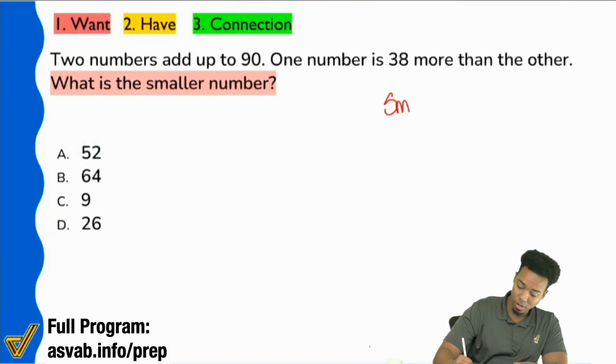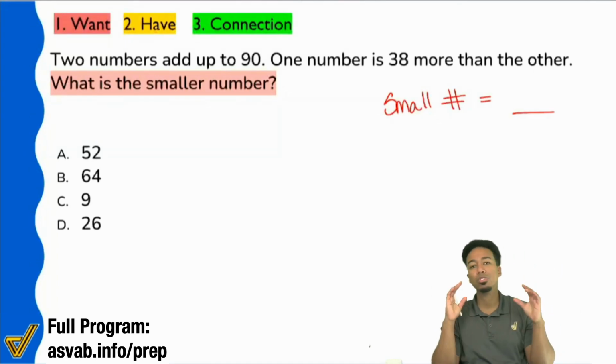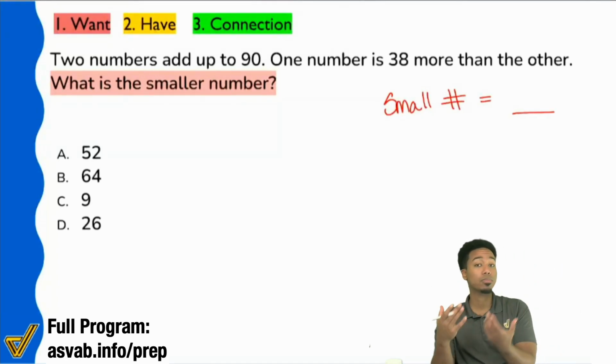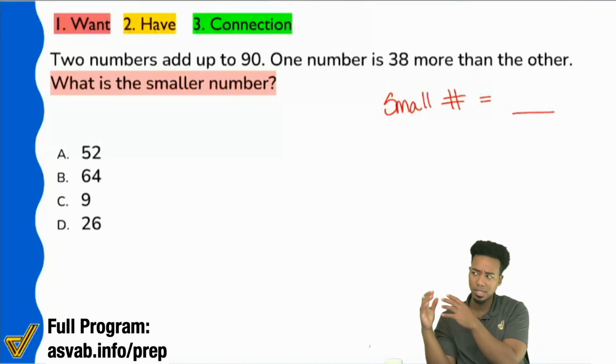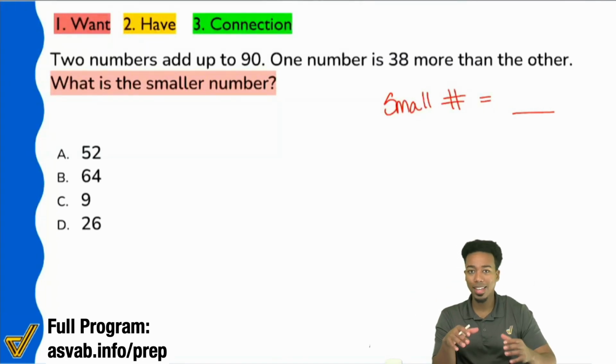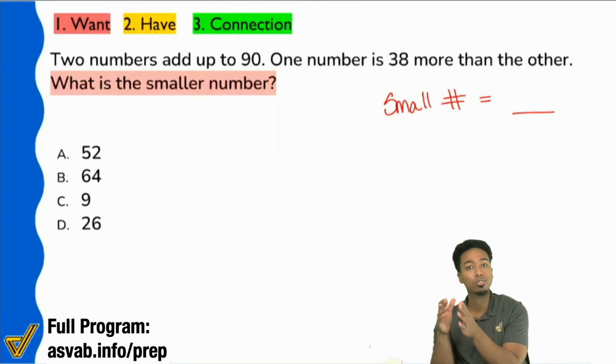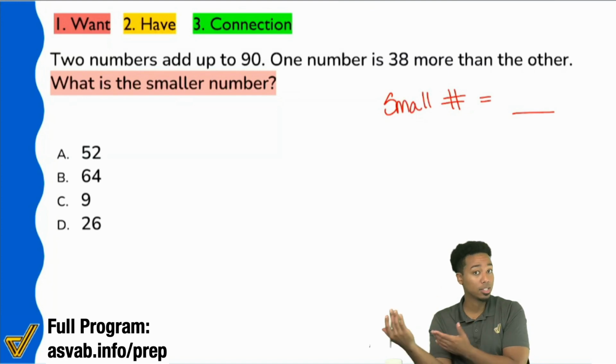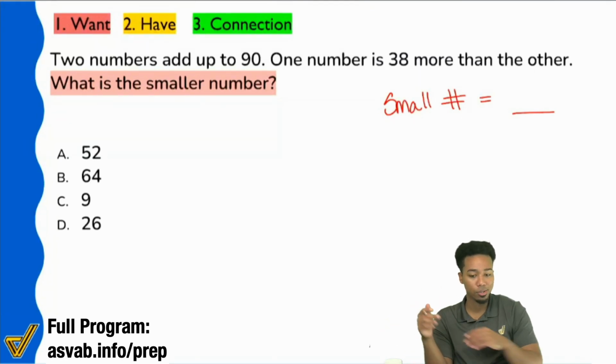So I'm just going to say small number equals blank. Again, I'm just doing this to anchor in what I'm supposed to be figuring out. So just in case I get lost in the sauce and I'm reading this question over and over again, I at least can write down and understand, yeah, there's a couple of numbers. What's the smallest one? So now I can go ahead and collect information, knowing that that anchor is still there.